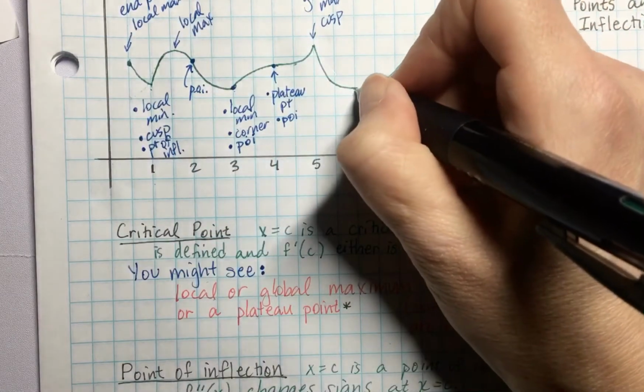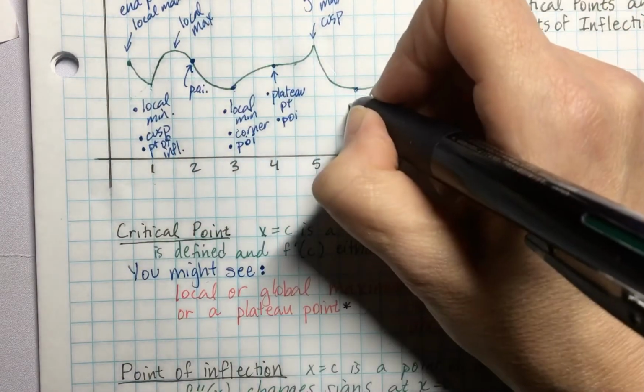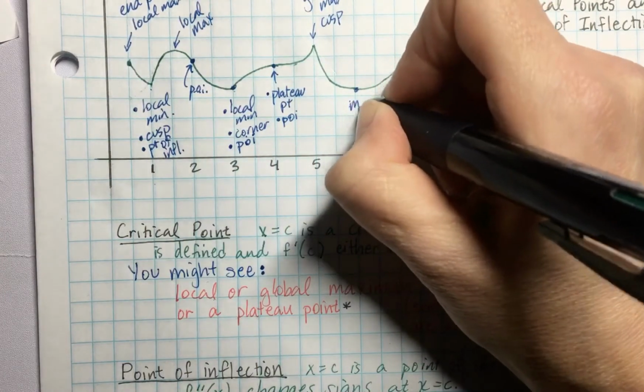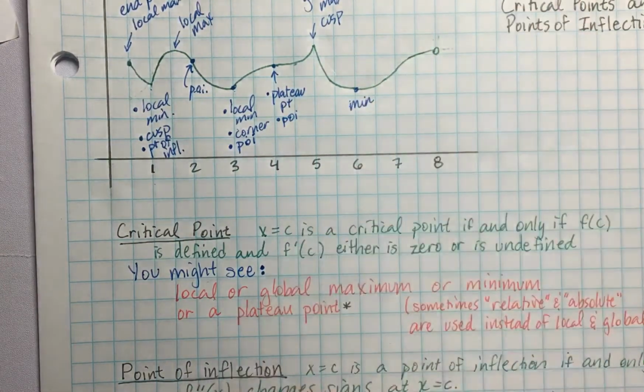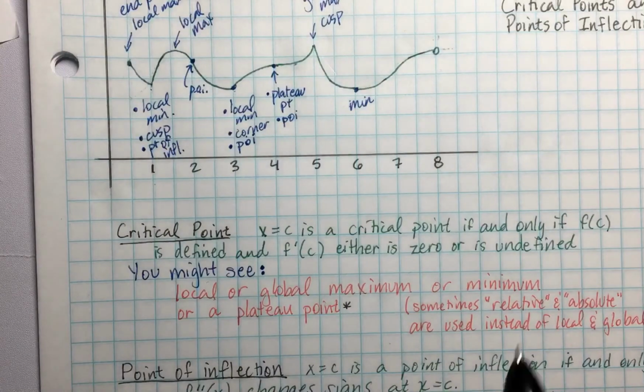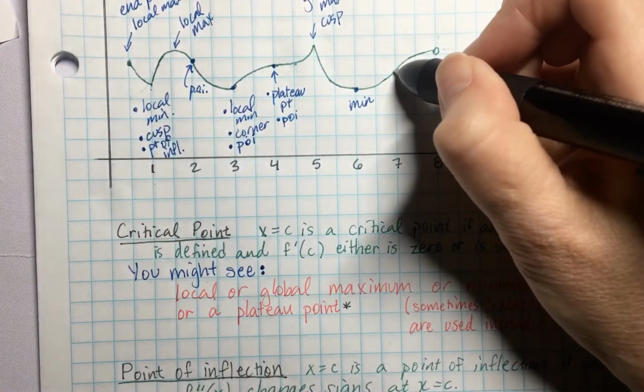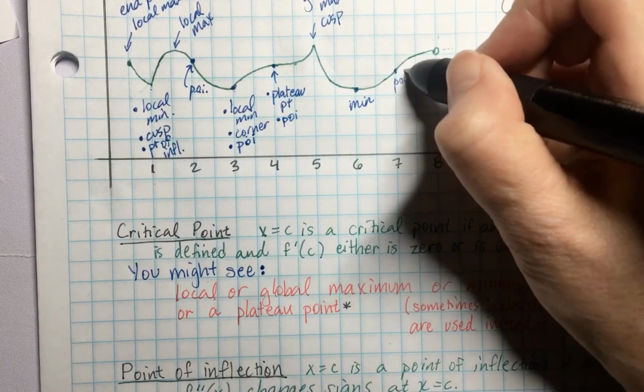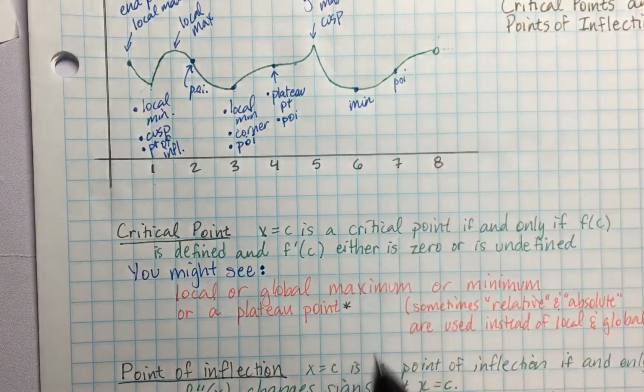Okay, finally continuing on to 6, we have a minimum here. It's not a point of inflection, it is just a minimum. At x equals 7, it looks like we have another point of inflection because the concave up to concave down switch.